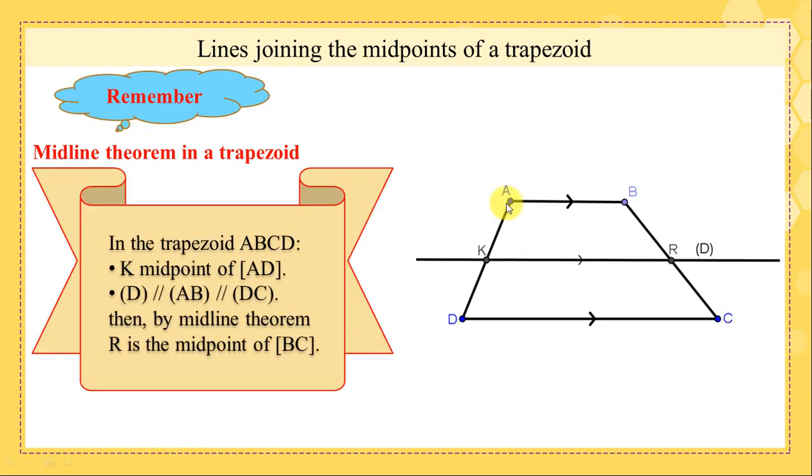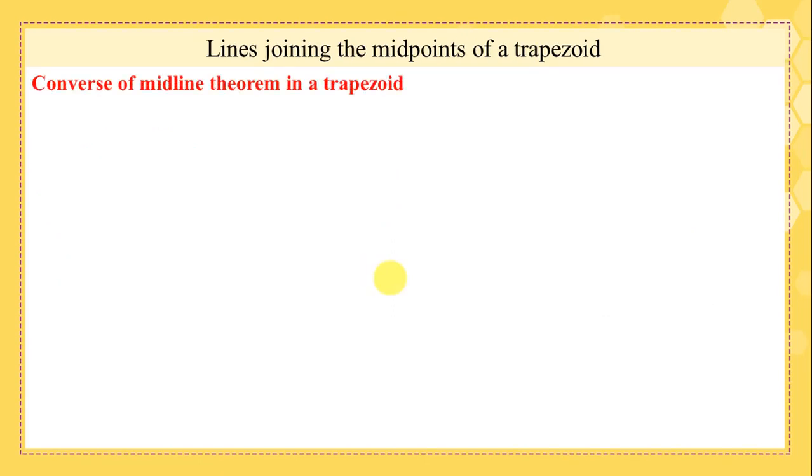In the trapezoid ABCD, we have K is the midpoint of AD, and a line parallel to AB and DC, then by midline theorem, R is the midpoint of BC. As we learned before, midline theorem needs one midpoint of the non-parallel side and a line passing through it parallel to the bases to get the second midpoint of the non-parallel sides. Converse of midline theorem in a trapezoid.